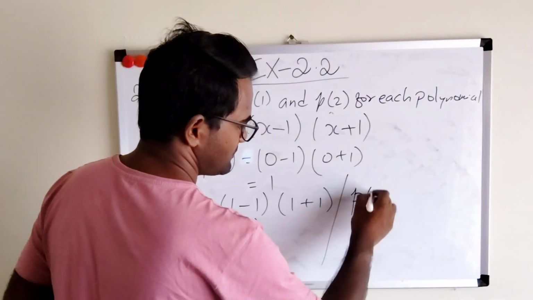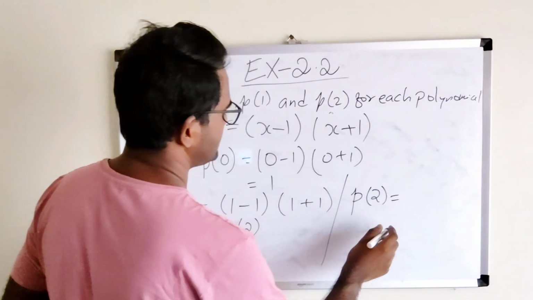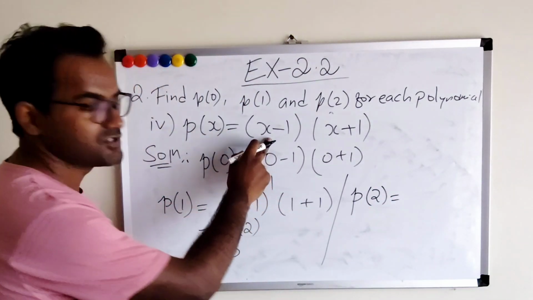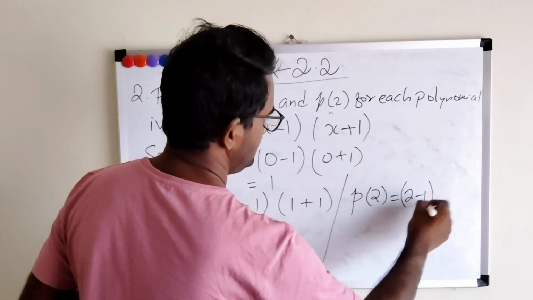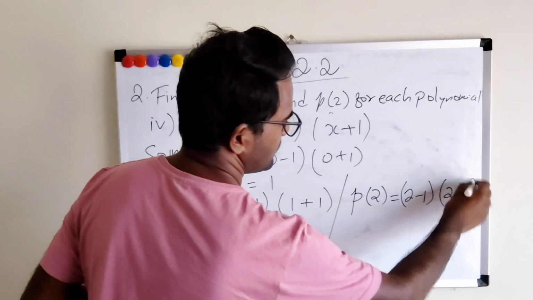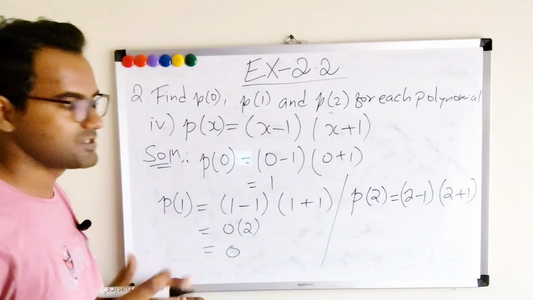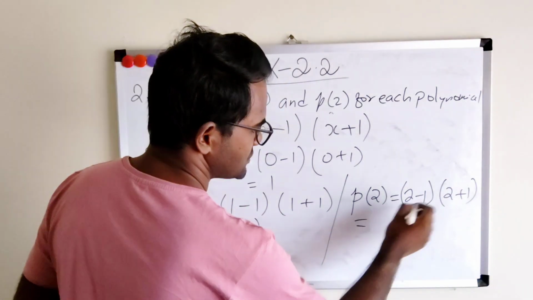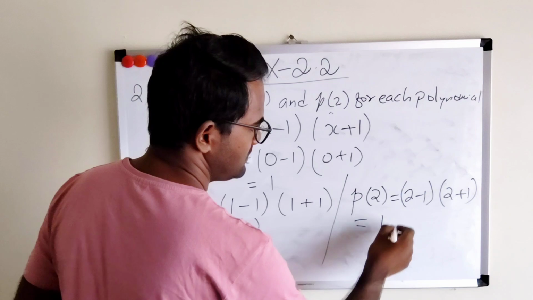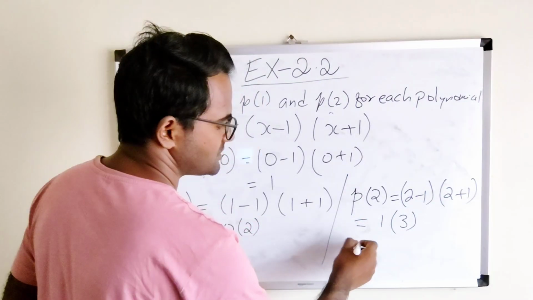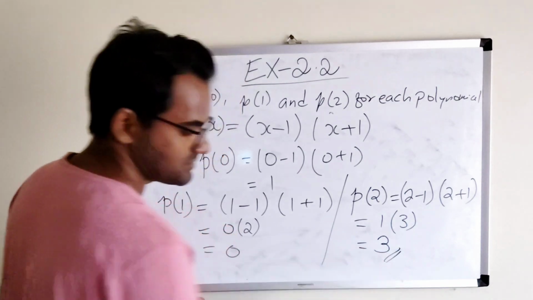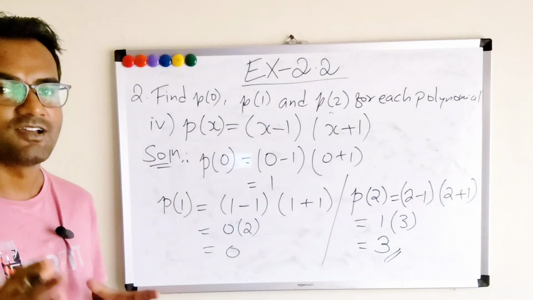Now the last one, P of 2. So P of 2, you write here, that is in place of x you put 2. So 2 minus 1 and 2 plus 1. Alright, 2 minus 1 and 2 plus 1. So you get here 2 minus 1 is 1. Then 2 plus 1 is 3. So 1 into 3 or 3 into 1 is 3. So this is your required answer.